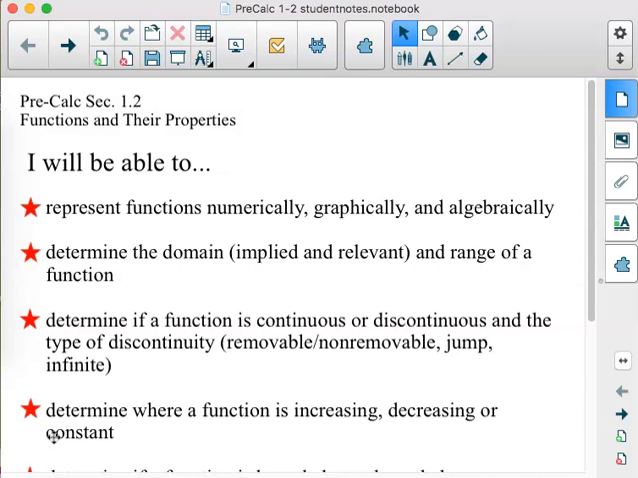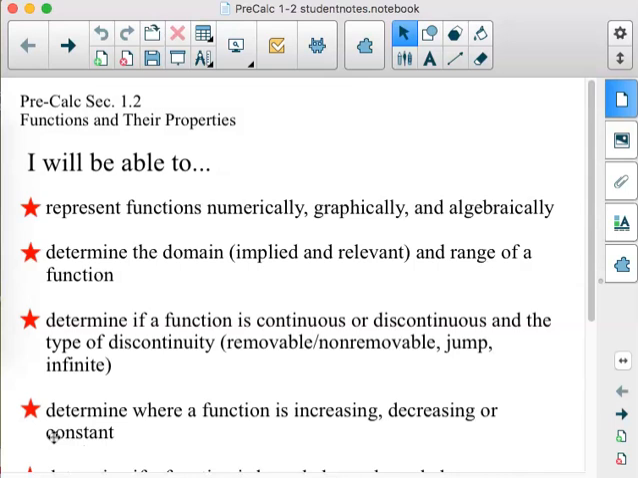I can determine if a function is bounded or unbounded. I can identify local and absolute minimums and maximums. I can determine a function's symmetry. Is it even, is it odd, or is it neither? And then it continues on another page. I can determine if a function has any vertical or horizontal asymptotes. I can analyze the end behavior of a function.